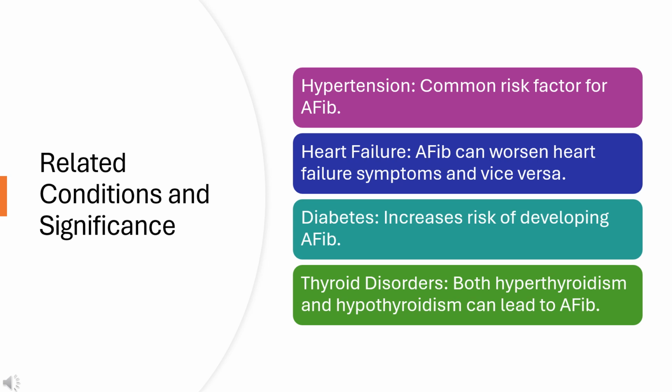Excess thyroid hormone levels can lead to an increased heart rate and heightened sympathetic activity, both of which can trigger AFib. Hyperthyroidism should always be considered in patients who present with new onset AFib. Although less common, hypothyroidism can also be associated with AFib, particularly when it leads to increased systemic vascular resistance and hypertension. So, regular screening for thyroid function is important in patients with AFib, especially if there are symptoms suggestive of thyroid dysfunction. Treating the underlying thyroid disorder can often help in managing AFib.